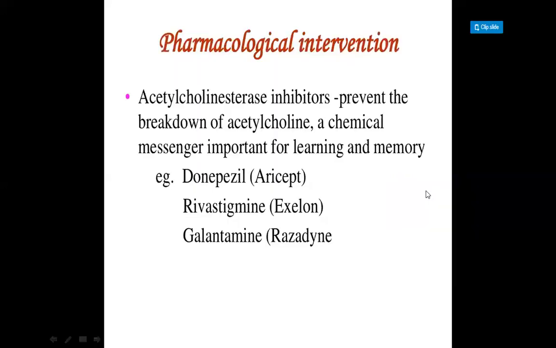Then what are the pharmacological interventions? We have to provide acetylcholinesterase inhibitors. Why do we have to give these? Because they prevent the breakdown of acetylcholine, a chemical messenger important for learning and memory. When the breakdown of acetylcholine is reduced, this chemical messenger, which is important for learning and memory, is preserved. The drug names are donepezil, Exelon or galantamine.